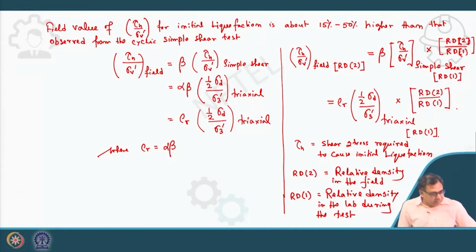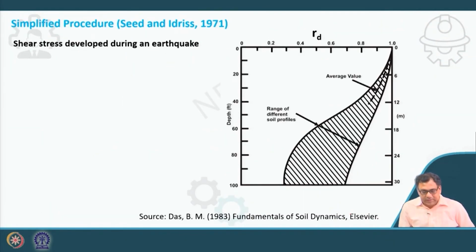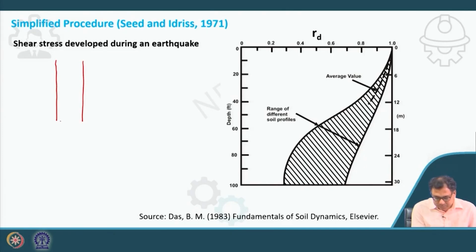Okay. So now I will discuss how we can develop the equation for shear stress developed during an earthquake. That is the simplified procedure, given by Seed and Idris, 1971. So what is the procedure? Suppose we take a soil column. So this is a soil column, and this is the ground surface.